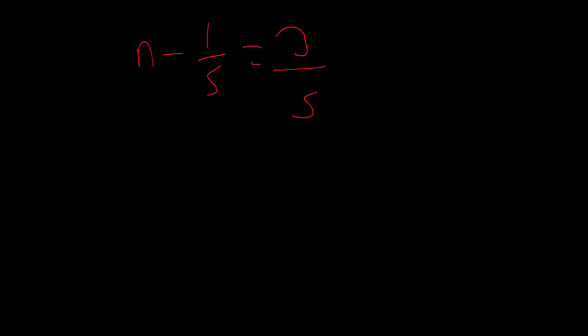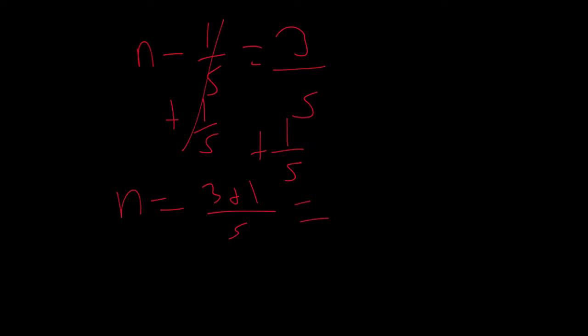Since multiplication undoes subtraction, you would write plus 1/5, which crosses out since they're the same number. Plus 1/5. Alright, so n equals 3 plus 1/5, which is 4/5.